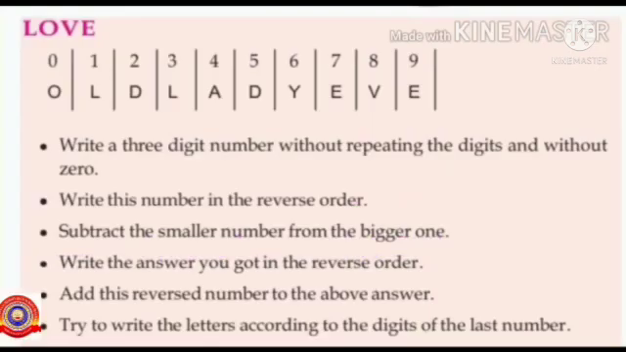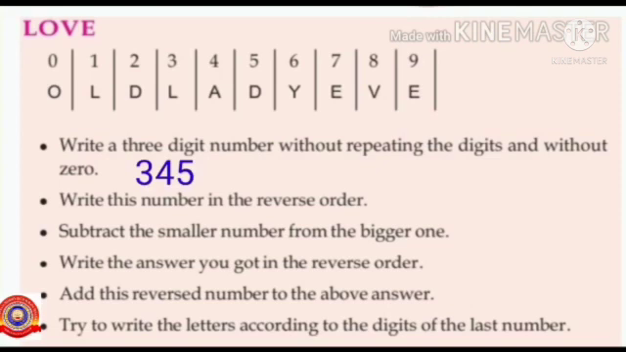Let's go to the next activity, love. Here you can see numbers from 0 to 9 and their corresponding letters. And also some instructions are given. Let's do according to the instructions. First instruction is write a 3-digit number without repeating the digits and without 0. That means we can use one digit only once in a 3-digit number and don't use 0. Can you say a 3-digit number without repeating the digits and without 0?